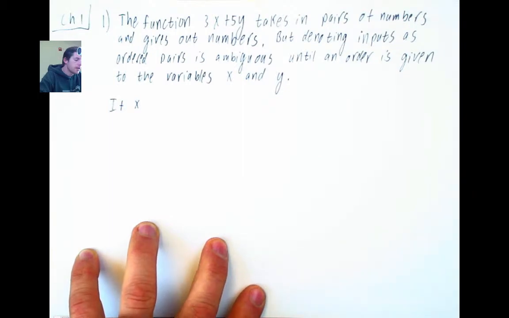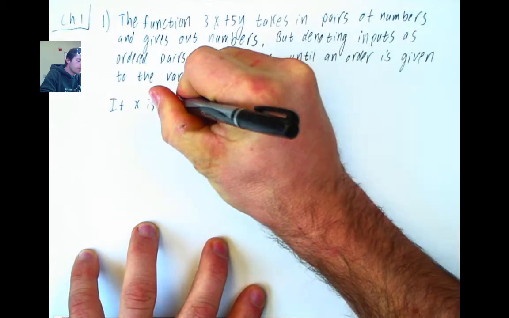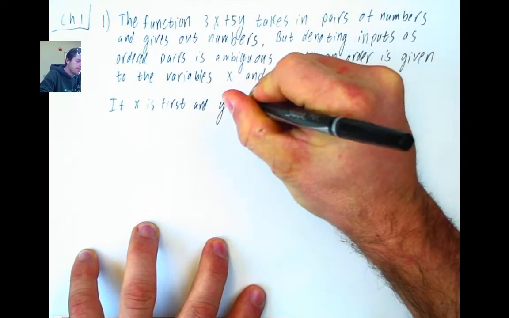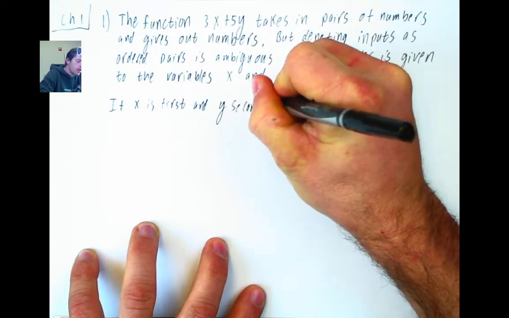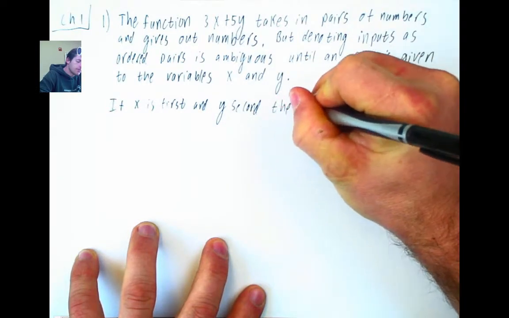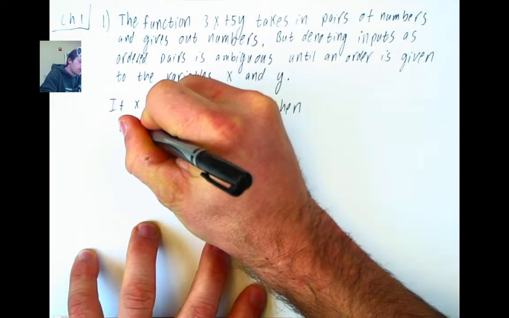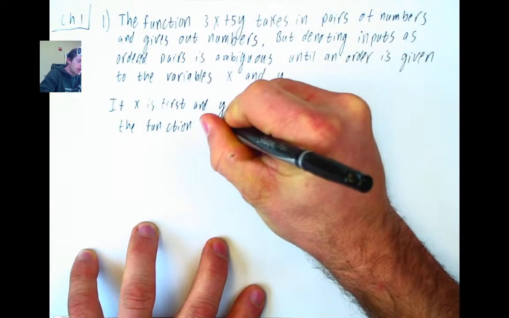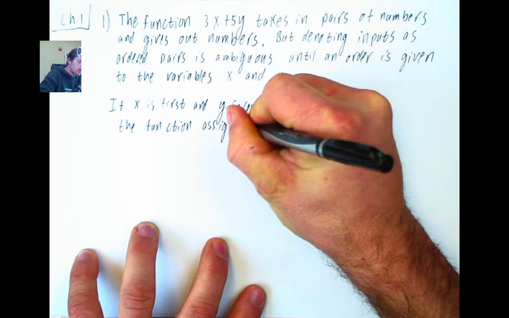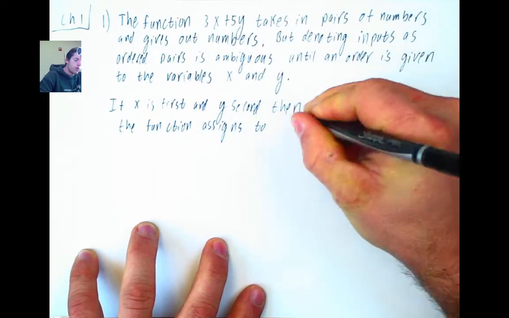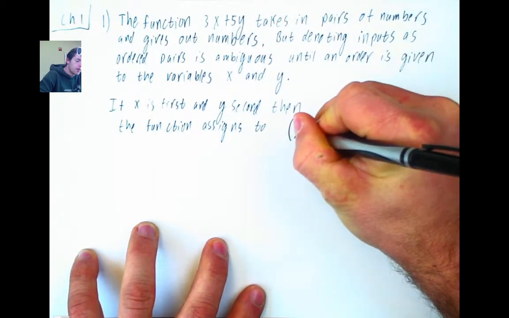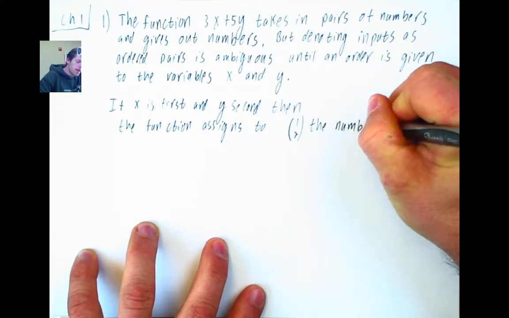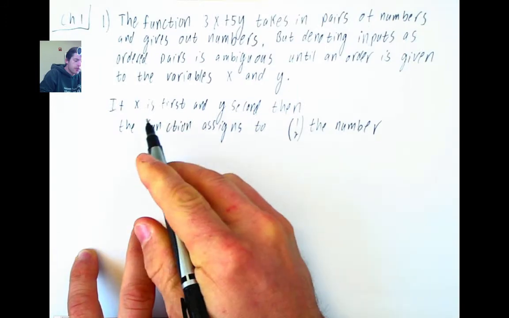To be clear, if x is first and y second, then the function assigns to the ordered pair 1, 2 the number. Okay, so that is to say x is first and y is second.